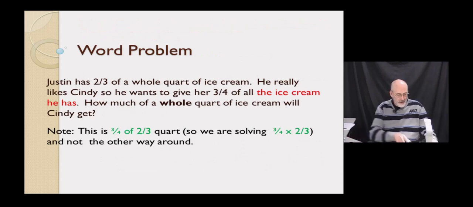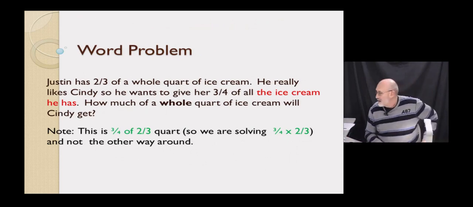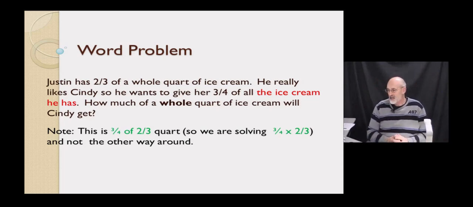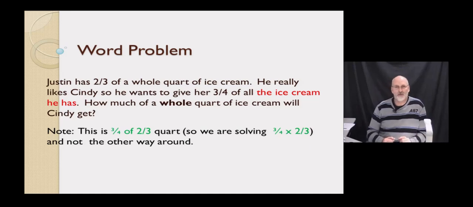Okay, so let's try a second one. Here the word problem is: Justin has 2/3 of a whole quart of ice cream. He really likes Cindy, so he wants to give her 3/4 of all the ice cream he has. The reason we're doing a second one here is because we wanted to try to model one where we didn't have unit fractions all the way through.